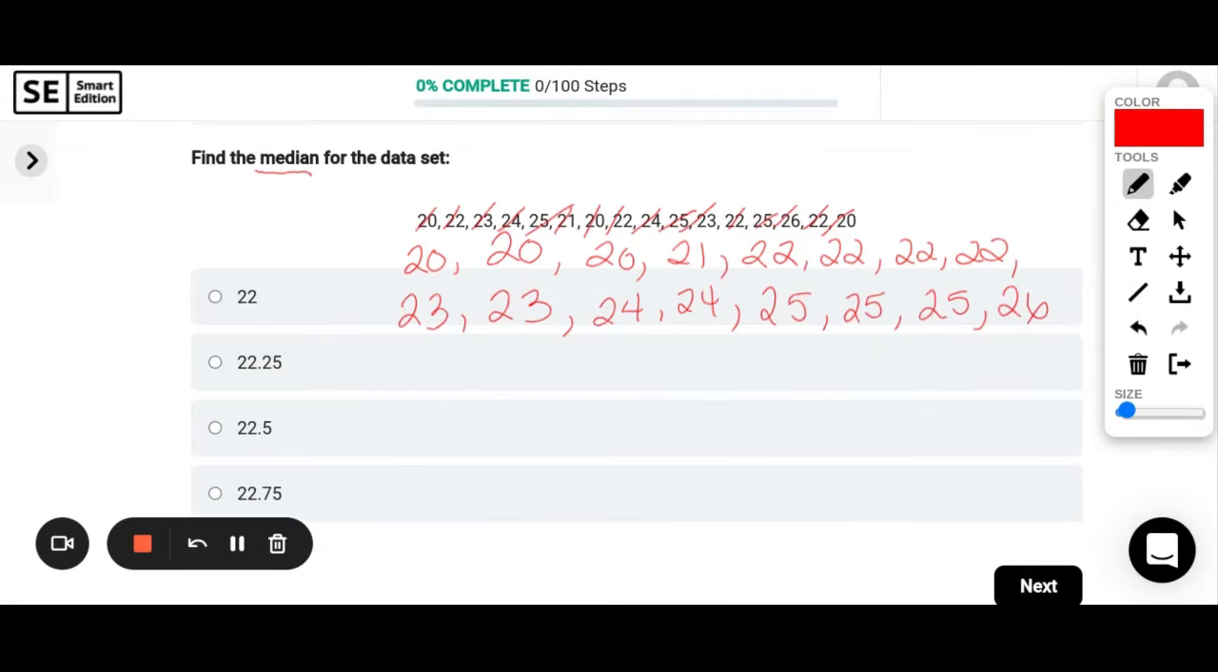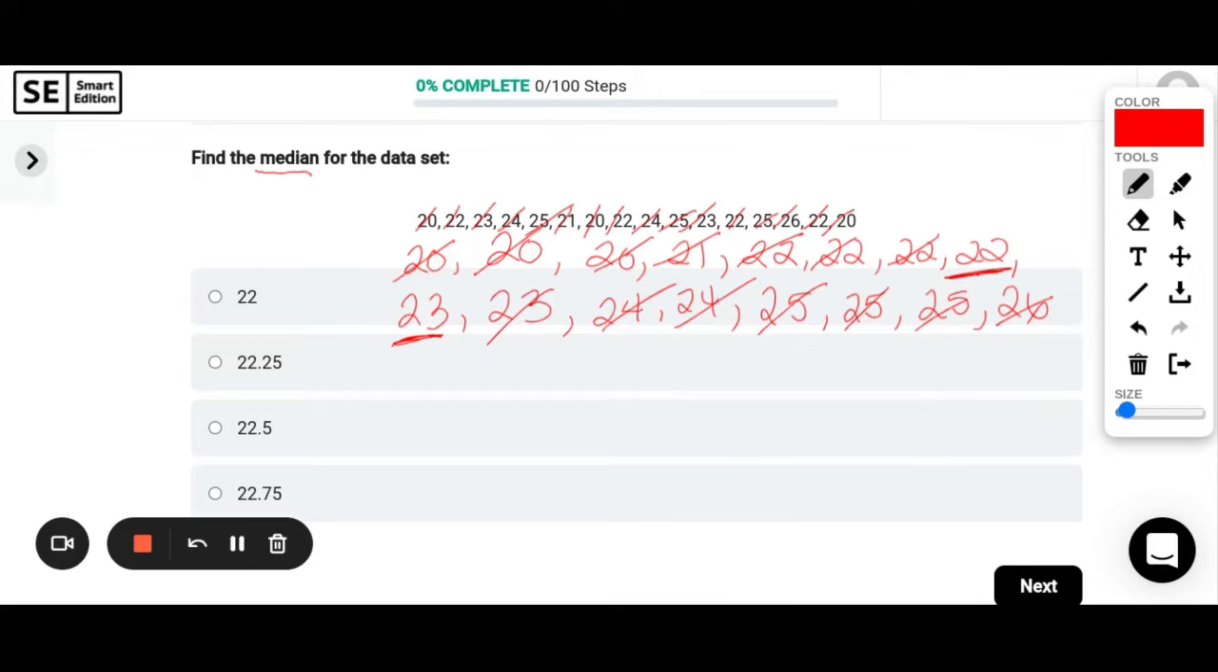I can go through and find the middle of my numbers. Again, just a strategy that I like to use is to cross off. If we're looking for the middle, we can get rid of 1 in the beginning and 1 at the end. I'm just going to do that until I have my middle piece of data. So once I get here, I end up with a 22 and a 23.